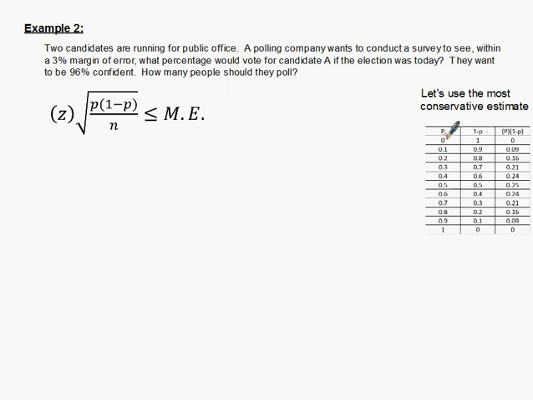So if we look at a good spread of proportions and we multiply by 1 minus p, we can see that the biggest value is 0.25. If we make the numerator the biggest value, that's going to force the n to be also the biggest value possible. So we're going to use 0.5 as our most conservative estimate. And that's what you always do.